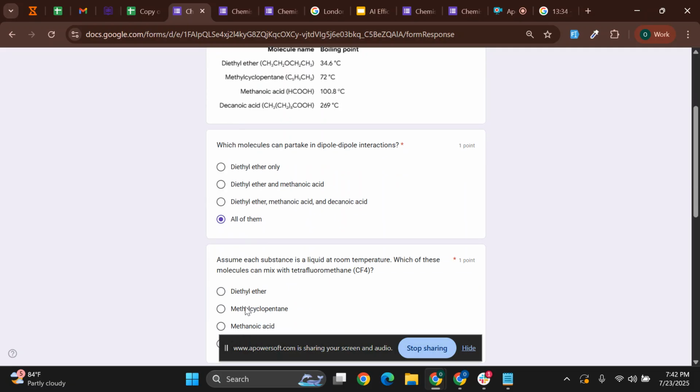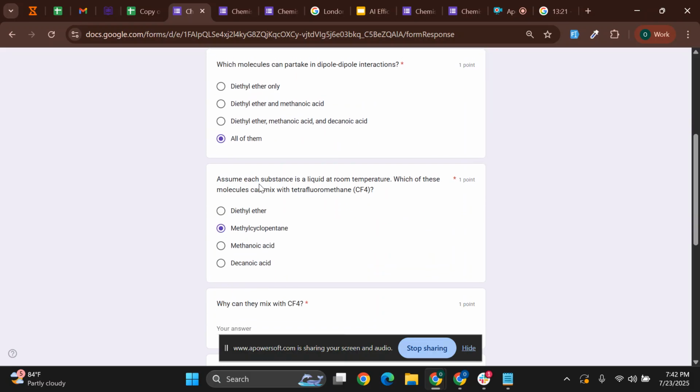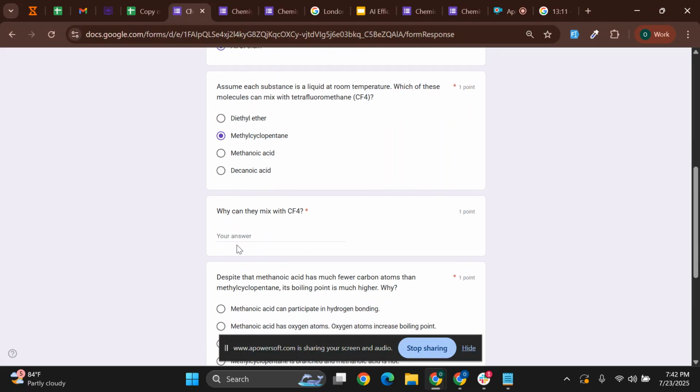Assume each substance is a liquid at room temperature. Which of these molecules can mix with tetrafluoromethane? I guess it would be methanoic acid. Okay, I will go with methyl cyclopentane. Why can they mix with CF4? I don't know about this question much.